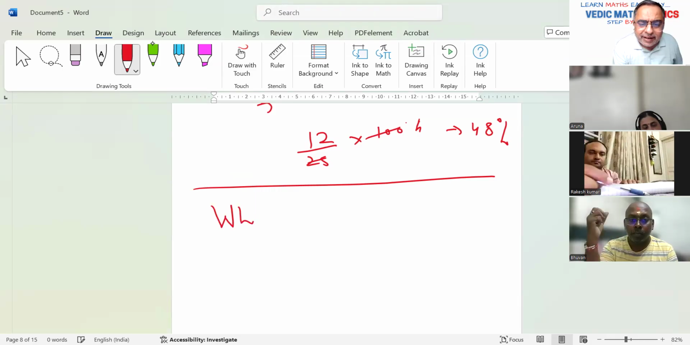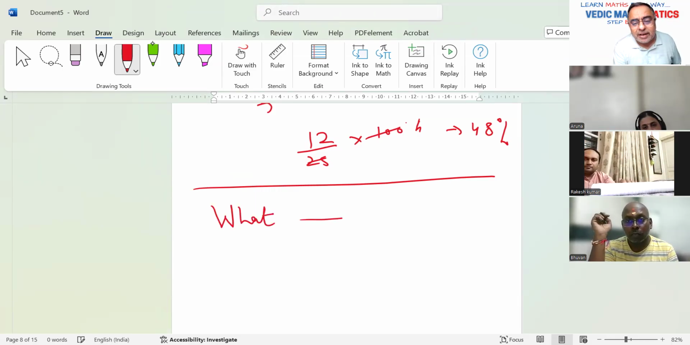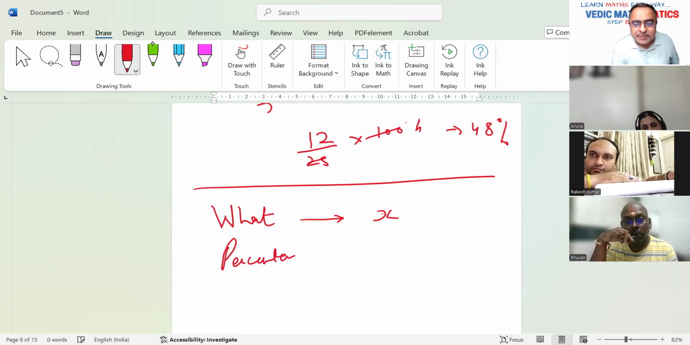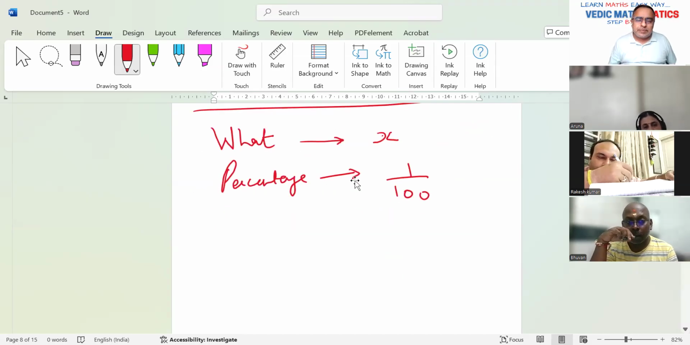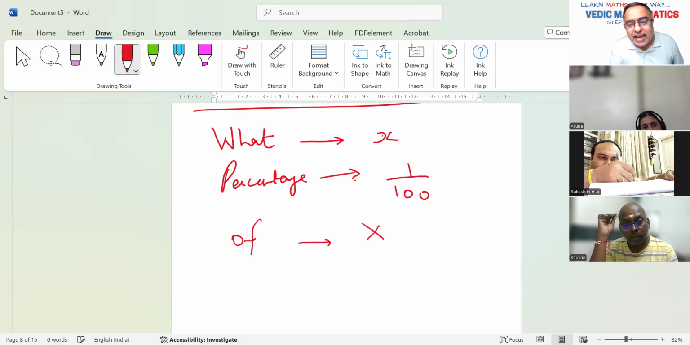What, if it is a word, is replaced by x. If it is percentage, it is replaced by 1 by 100, because I told you percentage is a fraction of 100. We call it a decimal fraction also. Of: wherever the word is of, that is multiply.